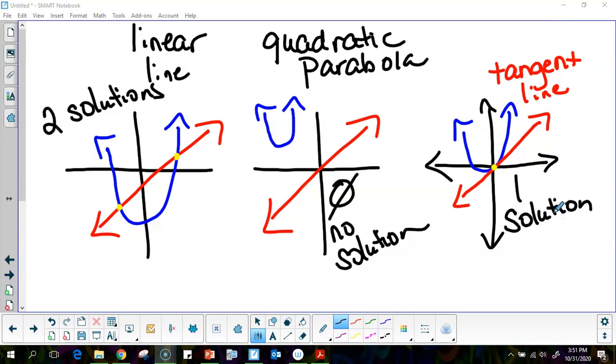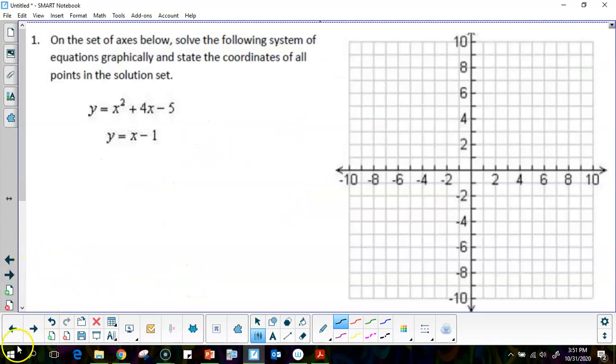Okay, so what you would do for the solutions most of the time is you would just list the ordered pairs, whatever the ordered pairs are. Sometimes it only asks you for the x value. All right, let's look at some examples. And throughout this there are going to be some problems for you to look at as well.